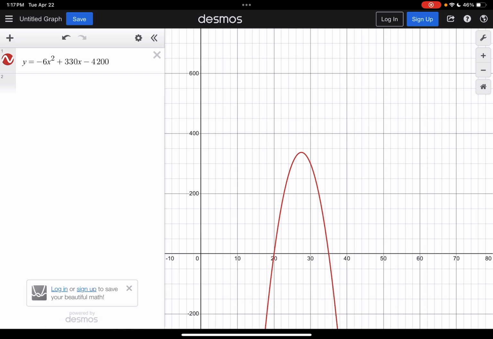We see that we have a quadratic function, right? And furthermore, if we look at our zeros, we see that, yep, our profit Y is in fact 0 when X is equal to 20 or when X is equal to 35, right? So that makes sense that those two are there.